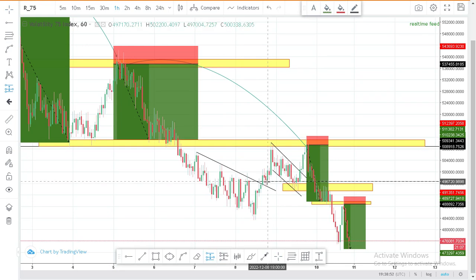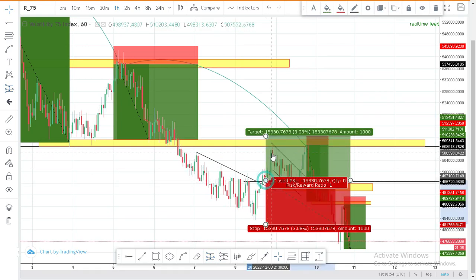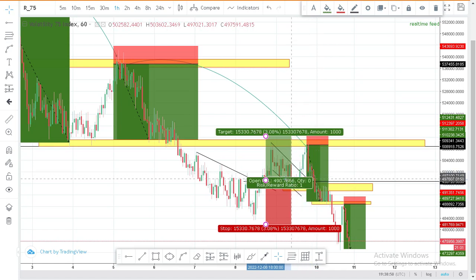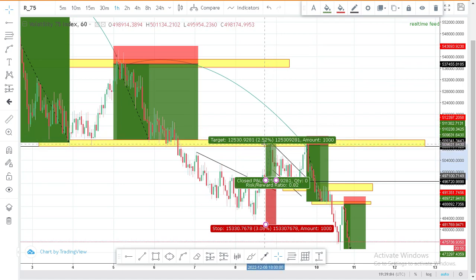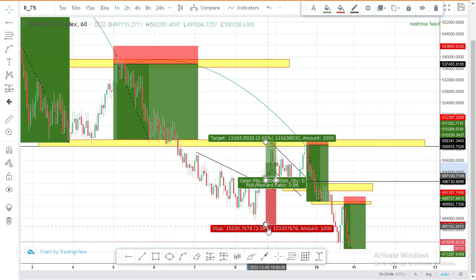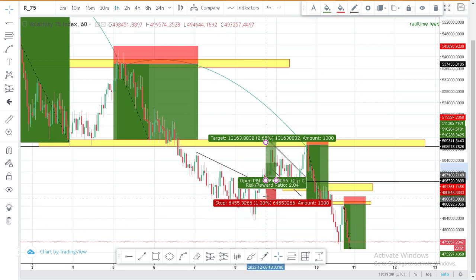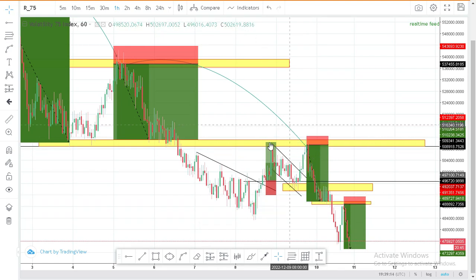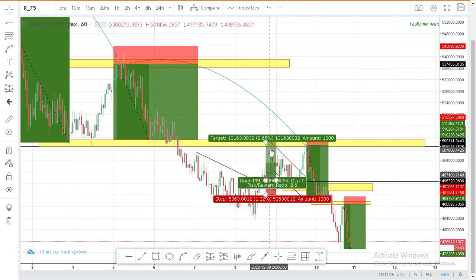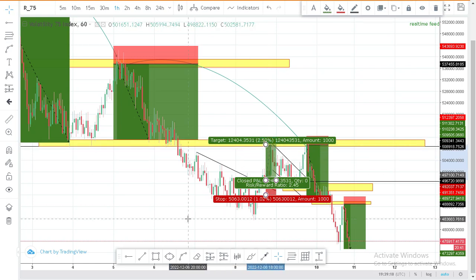Mind you, this is for scalping, guys, so I'm not looking for trades that are for long. As you can see, put your stop loss here. You can see the stop loss is 5 pips, and for scalping this is a good trade.